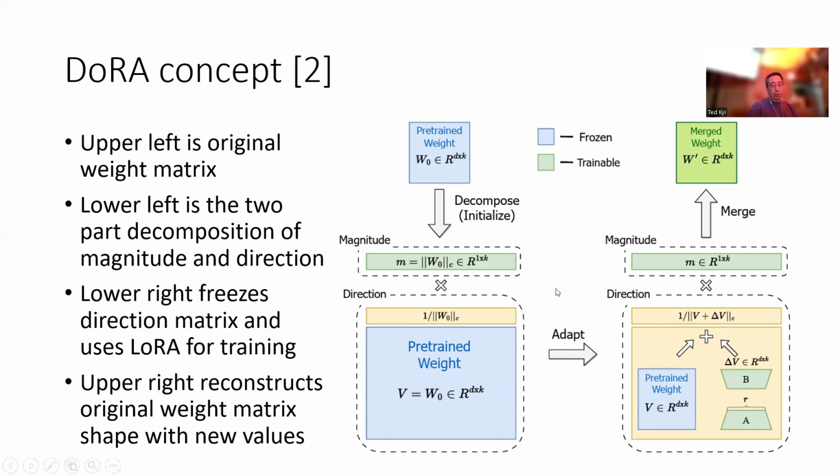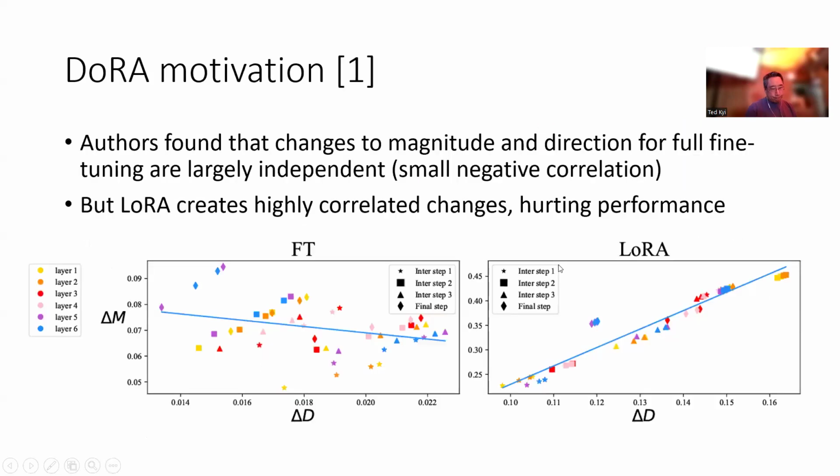I gave you one intuition in terms of the columns, some of them being big, some of them being small, which might be a little weird. The authors were interested in this idea, and they took a look at what happens when we do full fine tuning and what happens when we do LoRA.